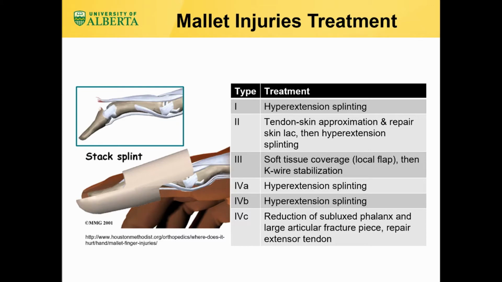Open reduction of a type 4C mallet injury involves first stabilizing the joint by pinning the distal phalanx in place with a transarticular wire. Then the dorsal fragment can be rotated back into its correct position and held in place with a K-wire or a small fragment screw. Debridement may be necessary to fully reduce the fragment. Once the fragment is reduced and the joint is stabilized, the extensor tendon can be repaired by advancing it onto the distal phalanx, where it is affixed with a suture anchor or tie-over button.